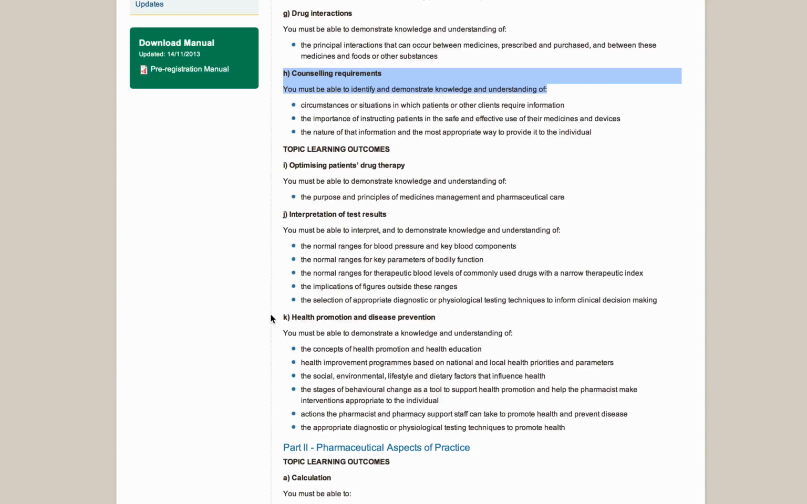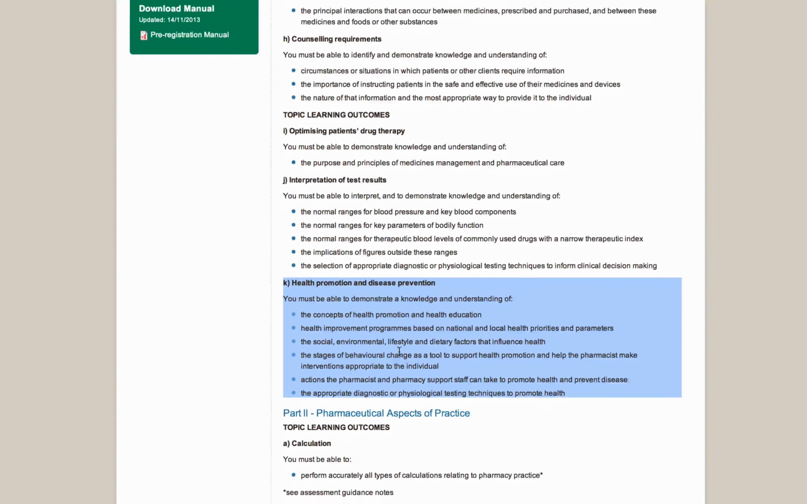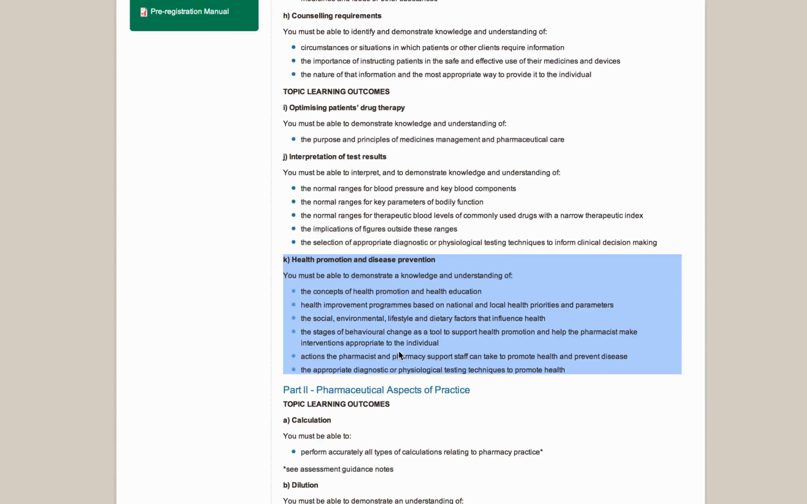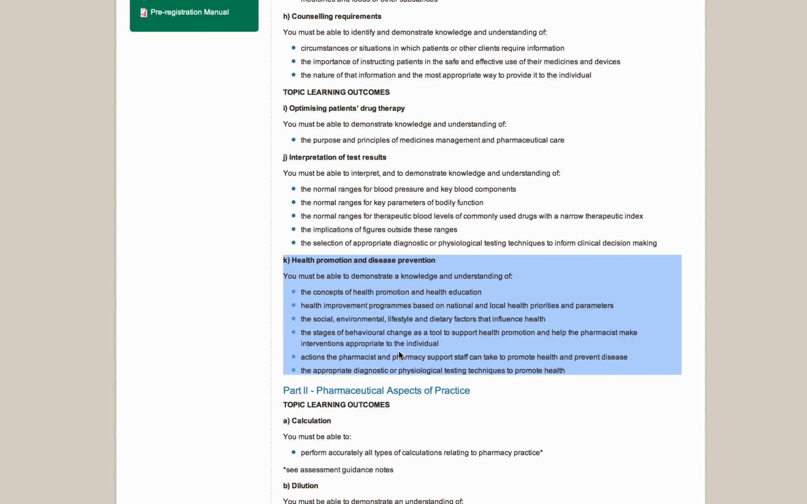Because this section, topic learning outcomes, that's what came up in the exam. They asked us about test results, blood pressure, key bodily function, and all that. Apparently hospital pharmacists know that out of their mind, right? But we don't have to use that in community pharmacy much, do we?